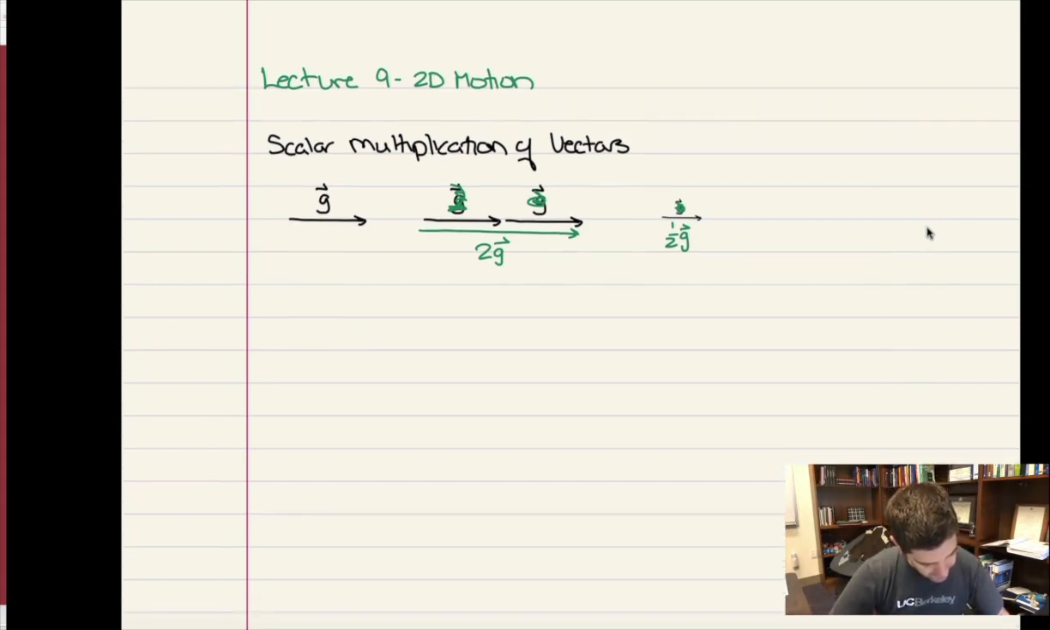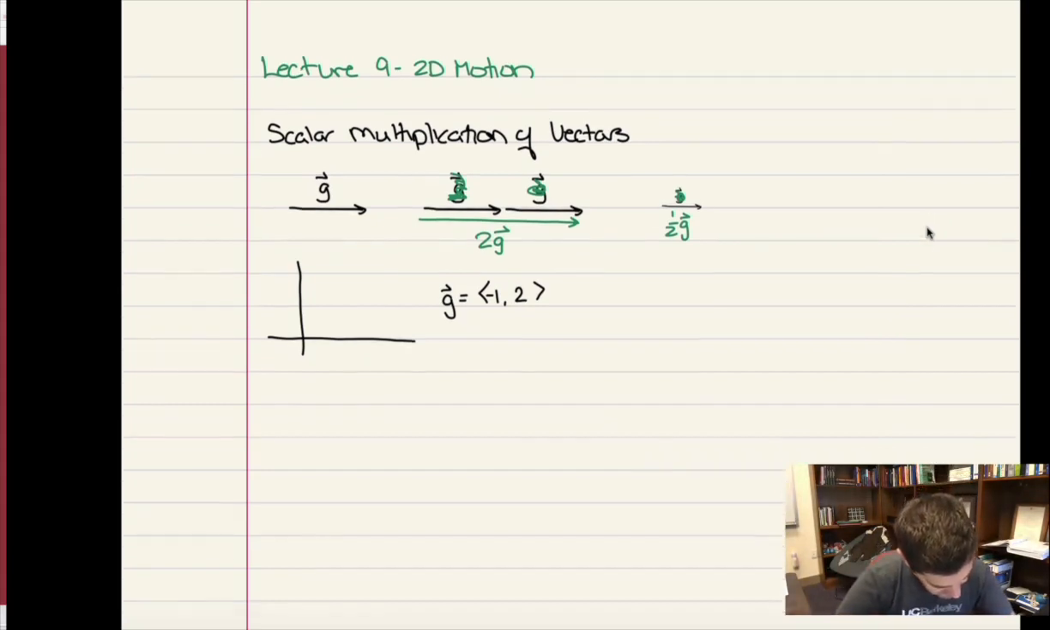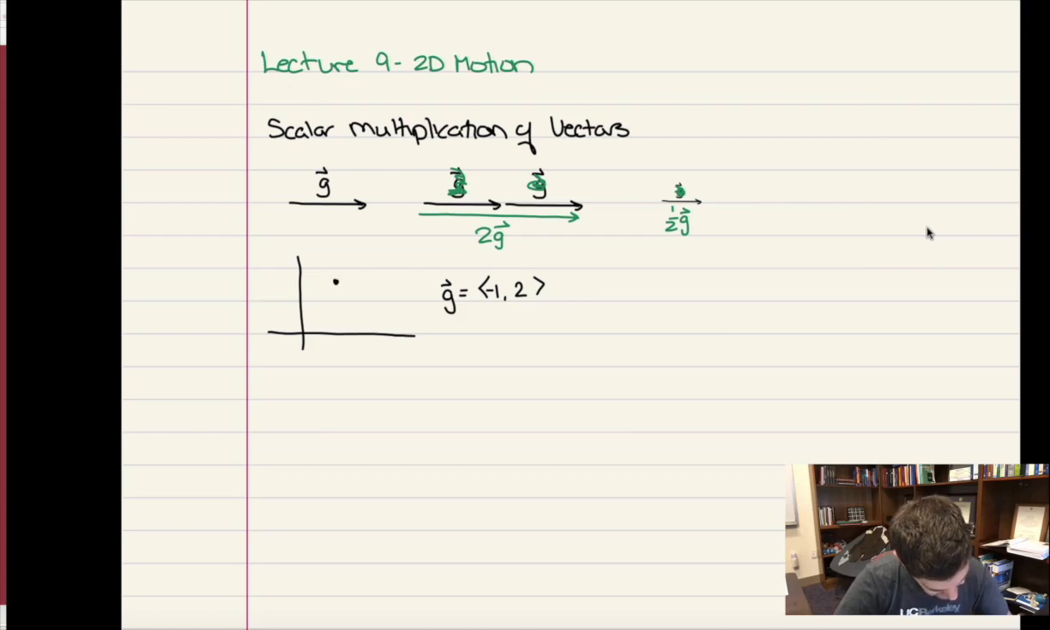I can't remember if I talked about how this applies if we are doing it with components. So suppose I have some vector g, and I'll use bracket notation of -1, 2. And again, what does this mean? If I were to draw this vector on some coordinate system where I define x and y, and positive is up and to the right, the -1 means it points 1 unit to the left and then 2 units up. So this vector g might look something like this.